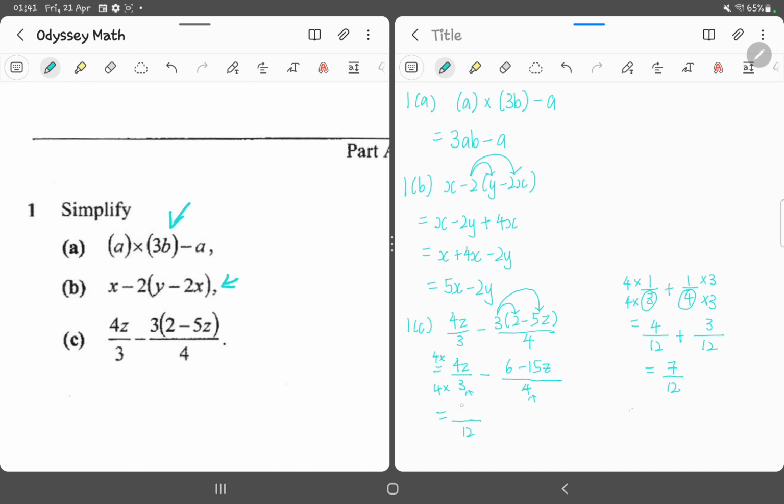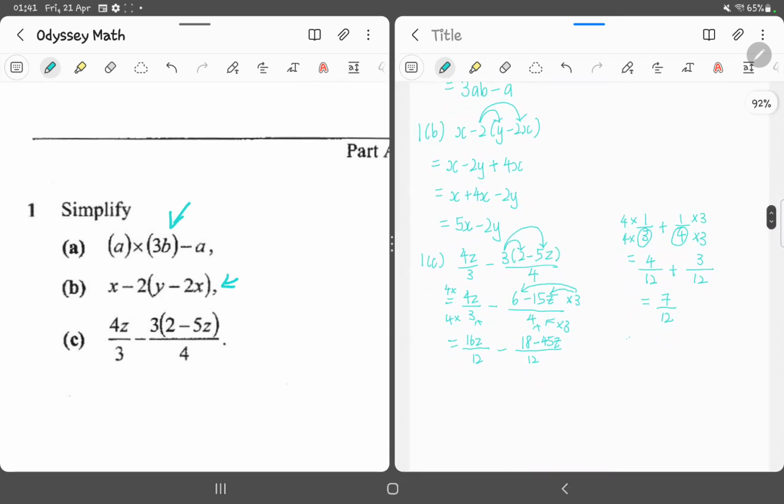So 4 times 4z is 16z. Minus, here I'm going to make the denominator 12, which means I multiply the denominator 4 by 3, and then I have to do the same to the numerator. So 4 times 3 is 12. So 6 minus 15z times 3. I have to multiply 3 to the 6. So 6 times 3 is 18. And I have to multiply the 3 to the minus 15z. So that gives me minus 45z. Now the denominators are the same.